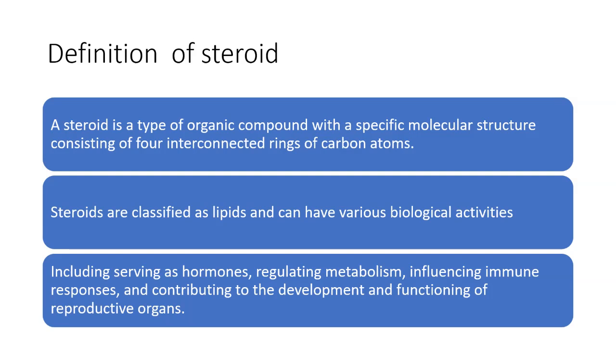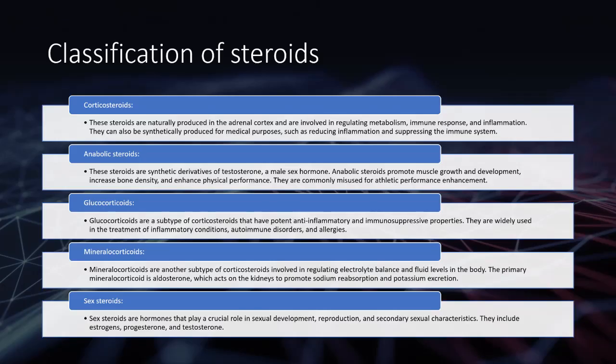They can modulate the activity of the immune system, making them valuable in treating inflammatory and autoimmune conditions. By suppressing overactive immune responses, steroids can reduce inflammation and prevent tissue damage. Overall, steroids are versatile compounds that are integral to many physiological processes. Their ability to regulate metabolism, influence immune responses, and contribute to reproductive health highlights their importance in maintaining overall health and homeostasis.